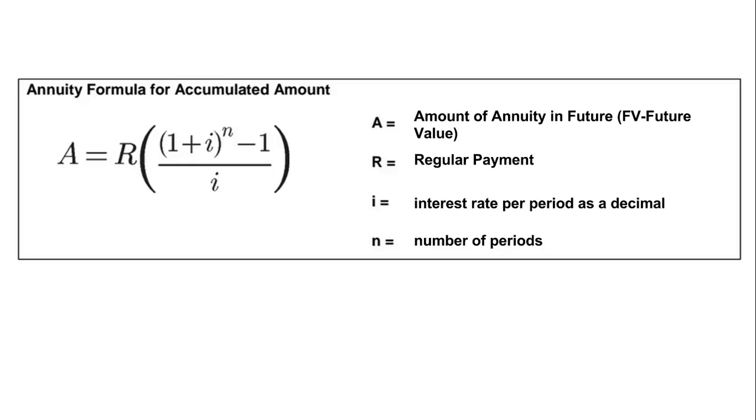The formula for the future value of an accumulated annuity. So the amount in the future looks like this. R is the regular payment, I is just like in compound interest, and N is just like in compound interest, the number of periods.